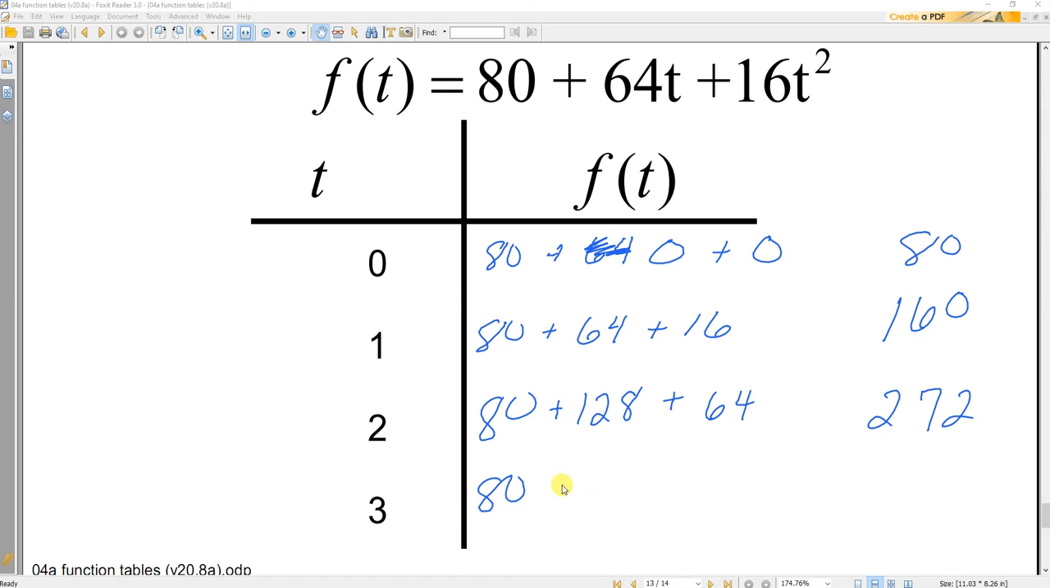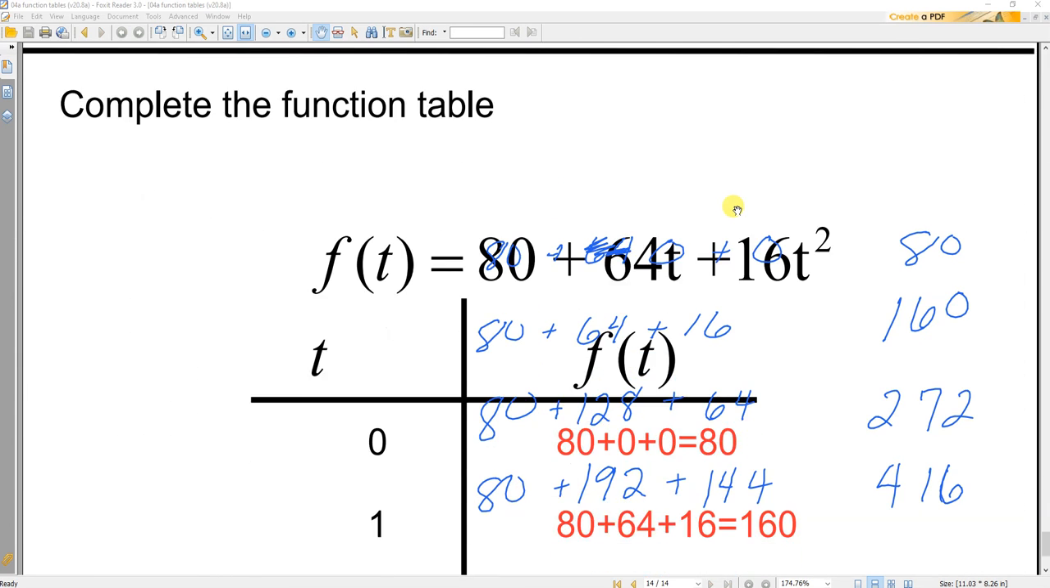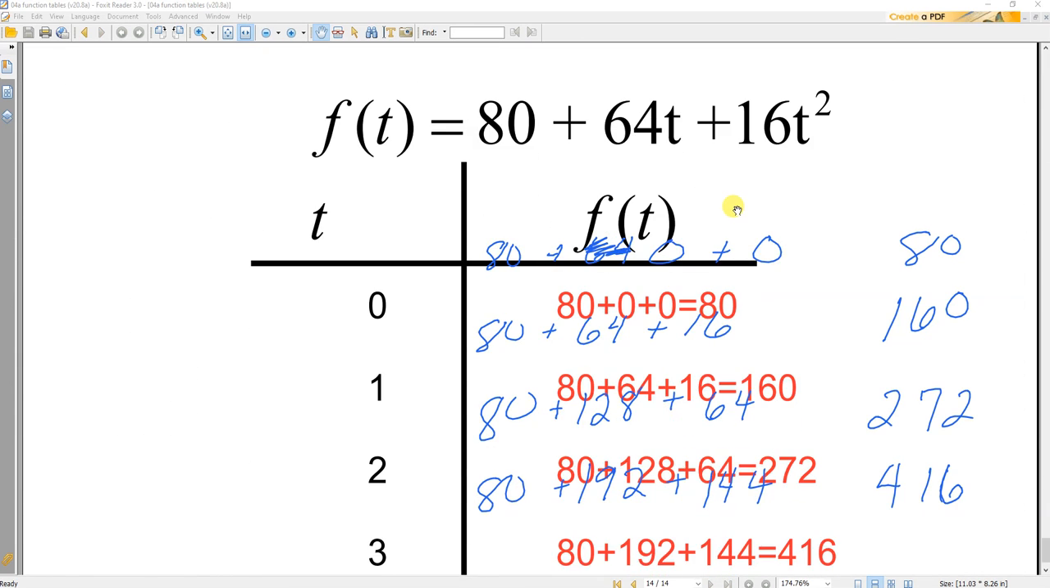80 plus 3 times 64 is 192. Plus 3 squared is 9. 9 times 16 is 144. Adding them together is 416. Let's go check those answers. See how I did. 80, 160, 272, 416. Looking good.